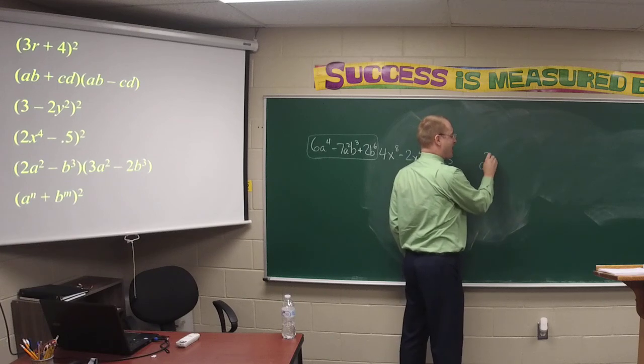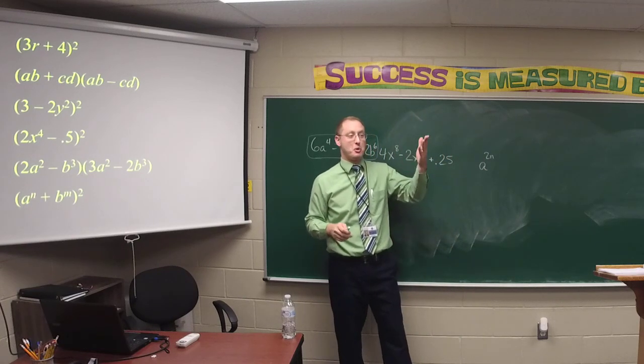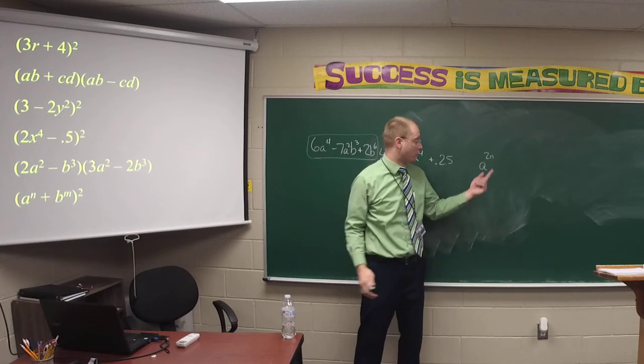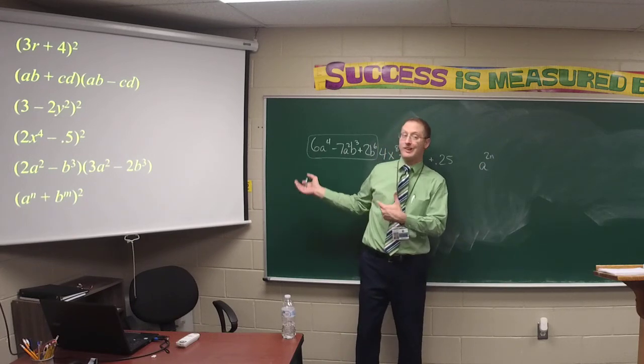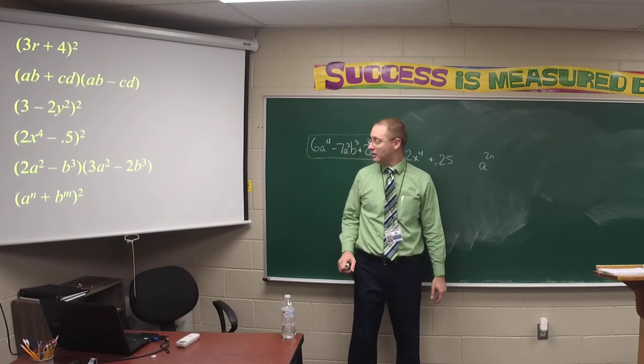A to the 2n. Because remember, when you raise a power to a power, just multiply the exponents. So the n and the 2 get multiplied, 2n. For that matter, when you square the last, what are you going to get here? Maddie?